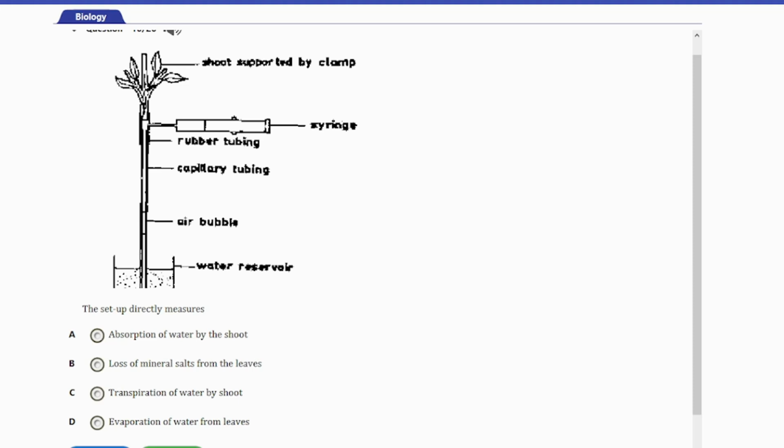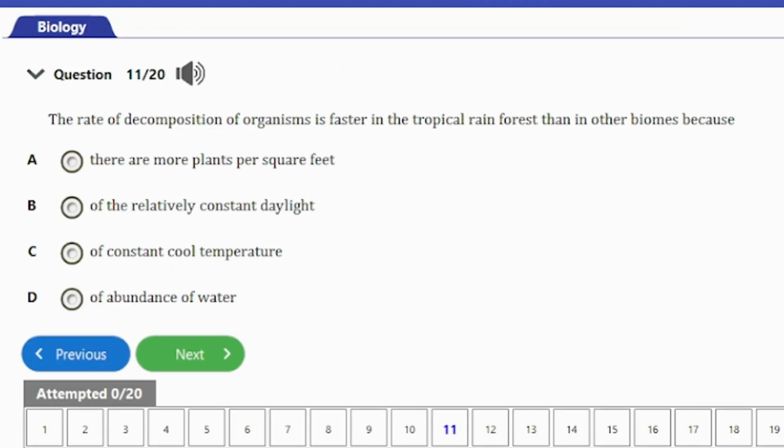Question number 10. We have here this diagram, guys, and the question actually says the setup directly measures A, absorption of water by the roots, B, loss of mineral salts from the leaves, C, transpiration of water by shoots, and D, evaporation of water from leaves. So guys, the answer to this question is option C, and that's transpiration of water by shoots. So that's it for that question. Guys, let's go ahead and check out the next question.